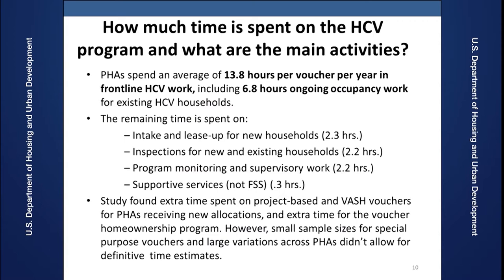Okay, so what did we find in terms of how much time is spent on the program? What we found from the time measurement study is that housing authorities spend, on average, 13.8 hours per voucher per year on frontline HCV work. This includes 6.8 hours on ongoing occupancy work, so that's the biggest share of the work, and this is work for existing HCV households. And most of the work on ongoing occupancy is for annual recertifications and interim recertifications.